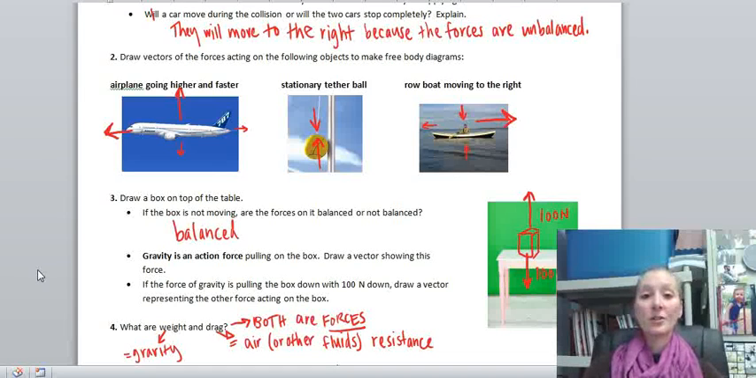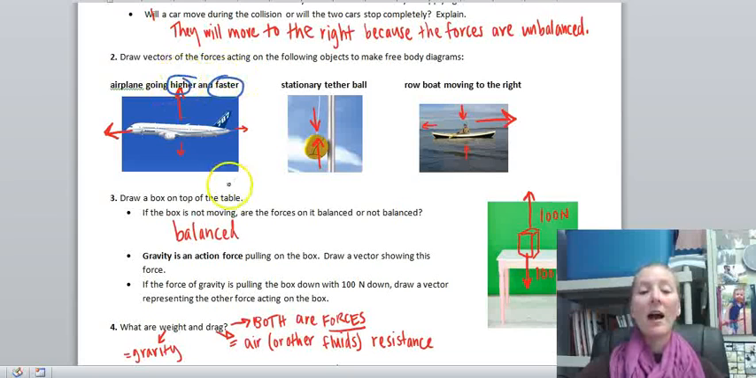Next, we have some pictures here of objects, and we're drawing our vectors of the forces to figure out what's going on and to make some free body diagrams. So we have our first one, which is an airplane going higher and faster. These are 2 key words.